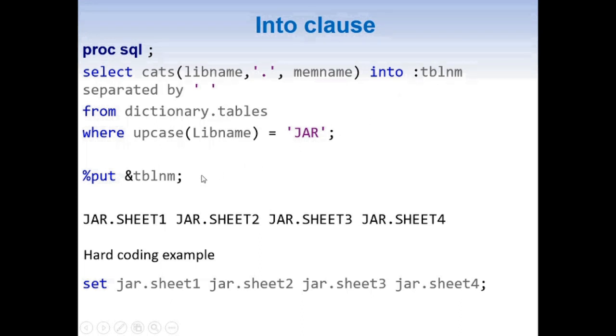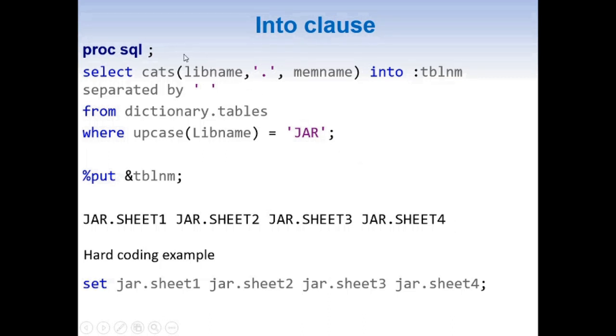We can also check the value of the macro variable by using a %put. %put puts the value of the macro variable into the log. We can reference our macro variable by using an ampersand. Here I am having %put &tblnm, and once I run this piece of code, I see the following result in the log. This indicates a few things.